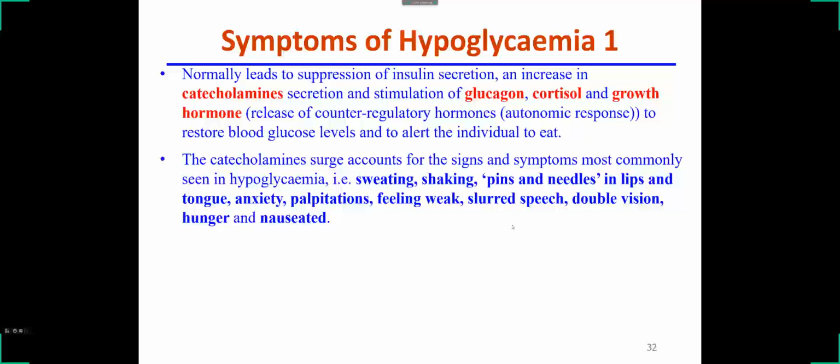The catecholamine surge accounts for the signs and symptoms most commonly seen in hypoglycemic patients, which are sweating, shaking, pins and needles in the lips and tongue, anxiety, palpitations, feeling weak, slurred speech, double vision, hunger, and nausea.